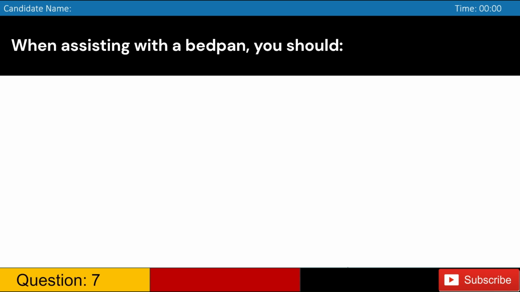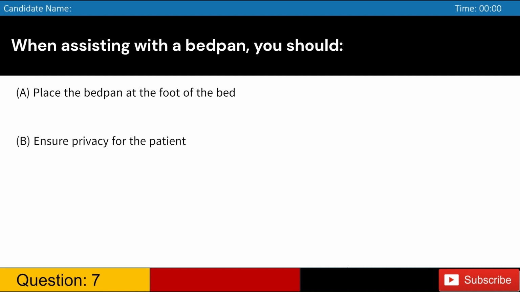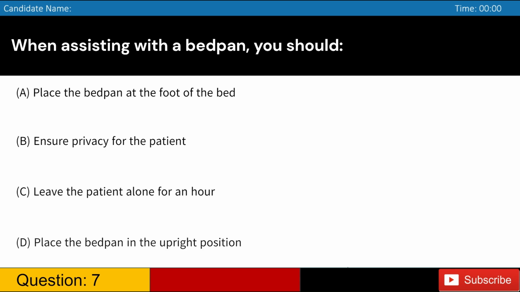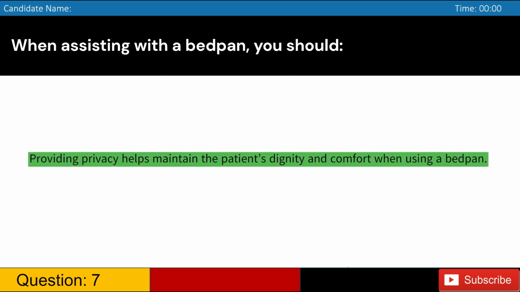When assisting with a bedpan, you should: A. Place the bedpan at the foot of the bed. B. Ensure privacy for the patient. C. Leave the patient alone for an hour. D. Place the bedpan in the upright position. Answer B. Providing privacy helps maintain the patient's dignity and comfort when using a bedpan.